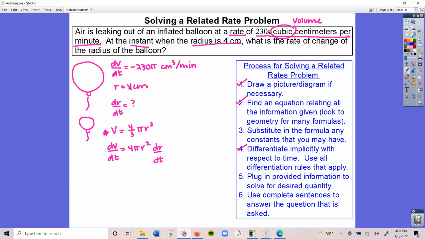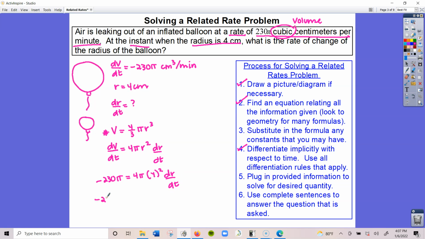Step 5, plug in provided information to solve for the desired quantity. So we're going to look at what I have here. I have dV/dt, so I'm going to plug in negative 230 pi. That is going to equal 4 pi, and we're given the radius at that moment, which is 4 squared. And then I'm looking for dr/dt. Now I can use this to solve. Notice that I have no other variables now. The only variable I have is dr/dt, which is exactly what I'm looking for.